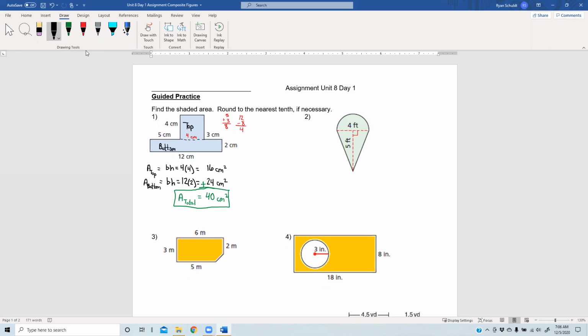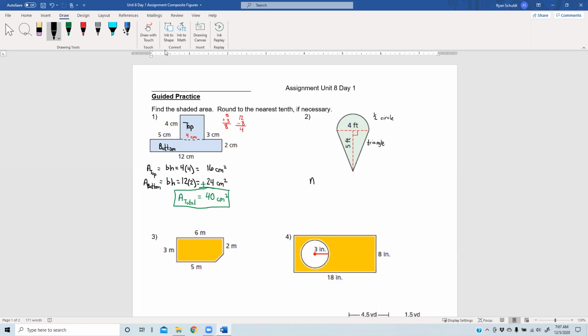There's number 1. Easy peasy, right? Okay, number 2. So we've got 2 things going on here. On top, we've got us a half circle. On the bottom, we have us a triangle. So let's do the top and then we'll do the bottom.